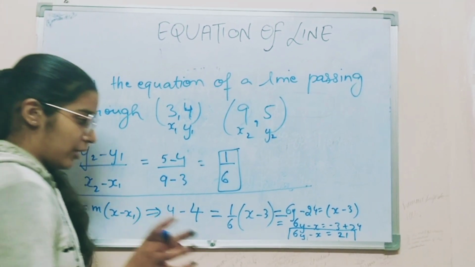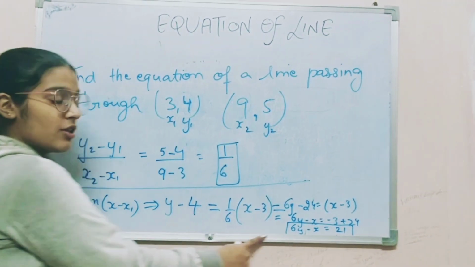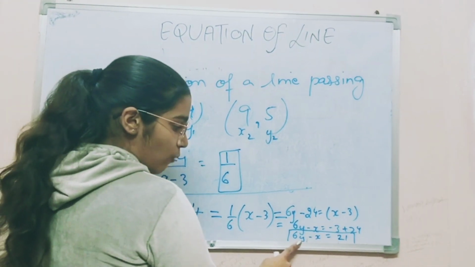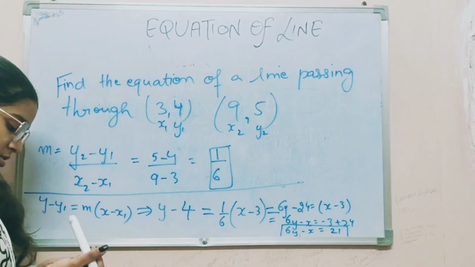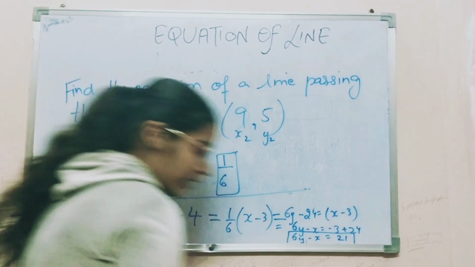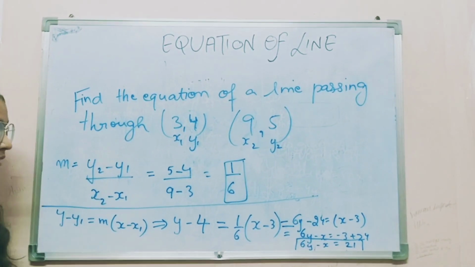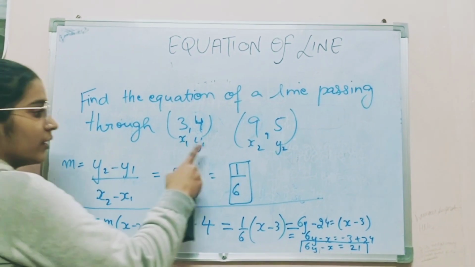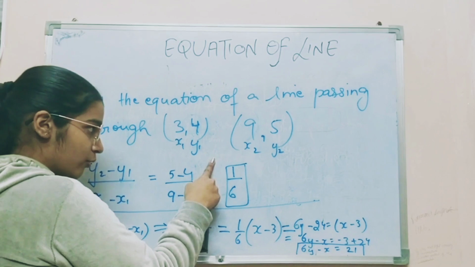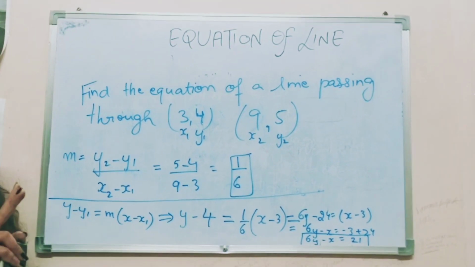So after calculation, this is the required equation which I got, that is 6y minus x equals to 21. I hope you all got it, how to find the equation of a line. Let me tell you one more thing. Do remember, this formula will be used only when two ordered pairs are given.